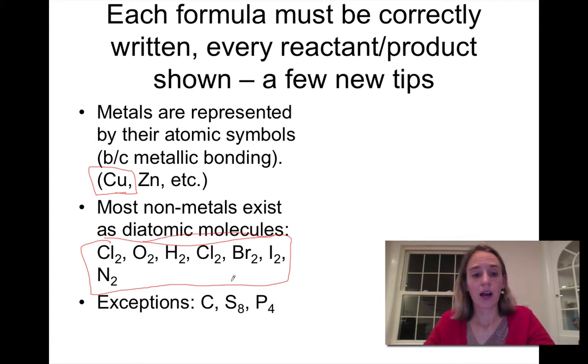A few exceptions to that second bullet point is that sulfur forms molecules of S8, and phosphorus forms molecules containing 4 atoms of phosphorus. So if you are trying to translate the words phosphorus reacts with chlorine gas to form phosphorus pentachloride, you would want to show the phosphorus in that reaction as P4.